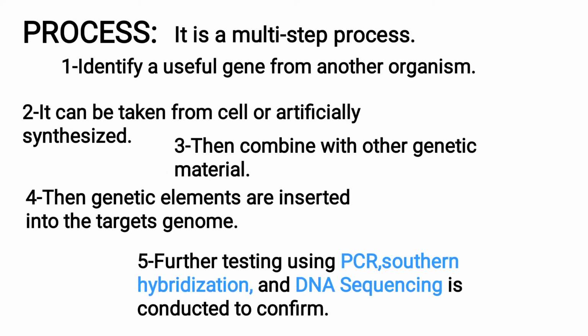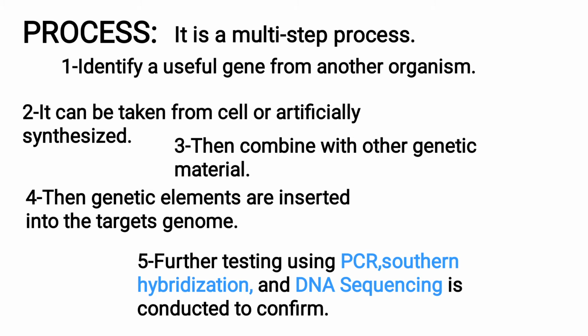Next is the process or procedure of GM foods. It is a multi-step process. First step is to identify a useful gene from another organism. Means we take that gene from that organism, the gene through which we want to introduce specific characteristics in the GM food. We identify that gene. Next, it can be taken from a cell or artificially synthesized.